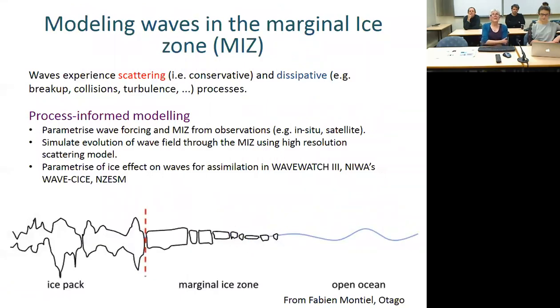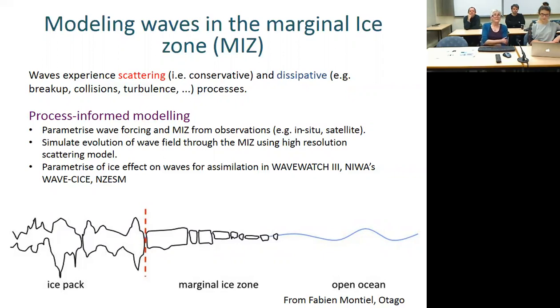And so the modeling needs to consider two factors. It needs to think about the scattering of ocean waves by the flows. This is something that doesn't convert energy into heat, but there are also dissipative processes that break up flows, cause collisions, make sound, cause turbulence, and add heat.